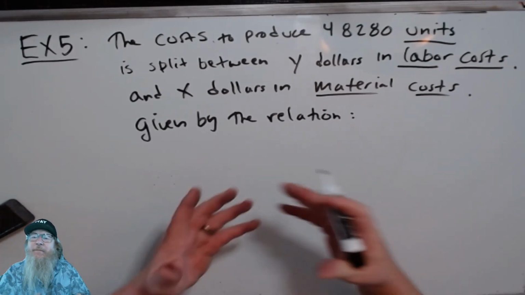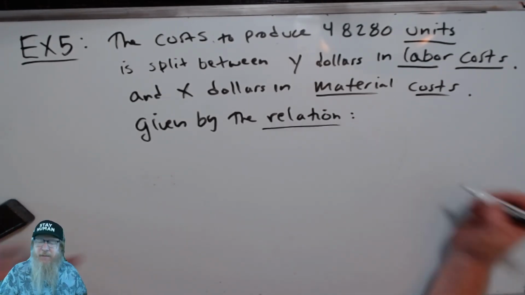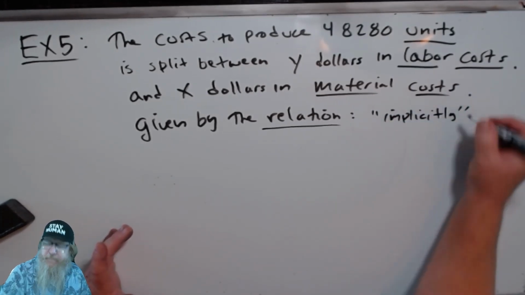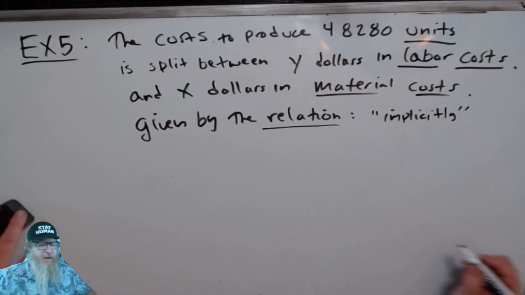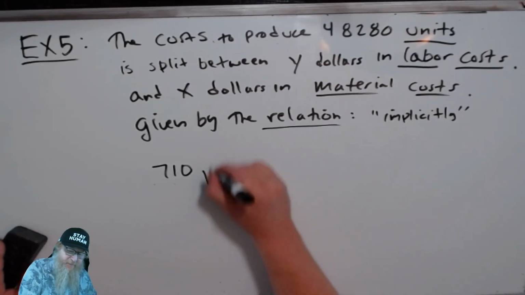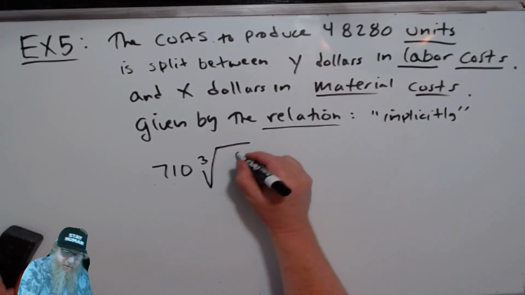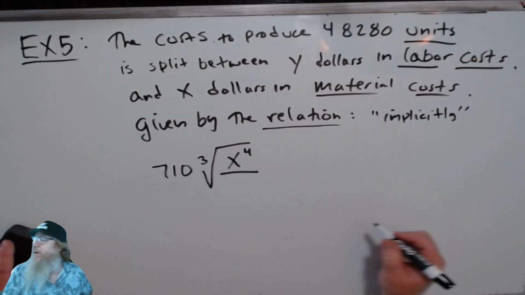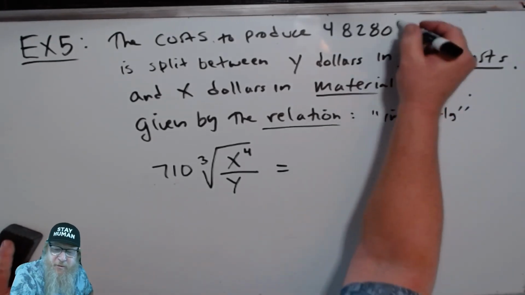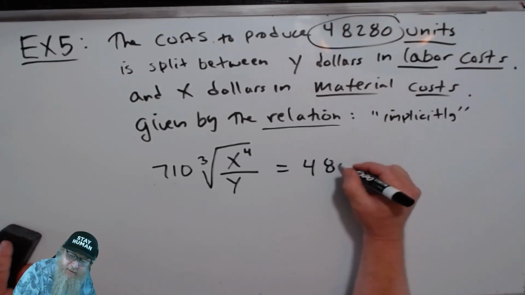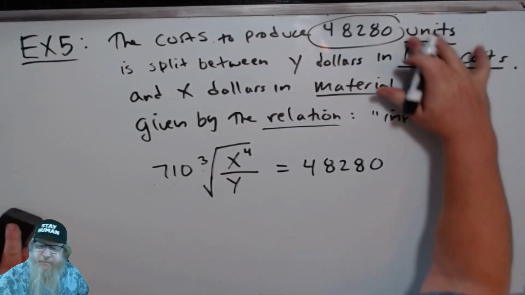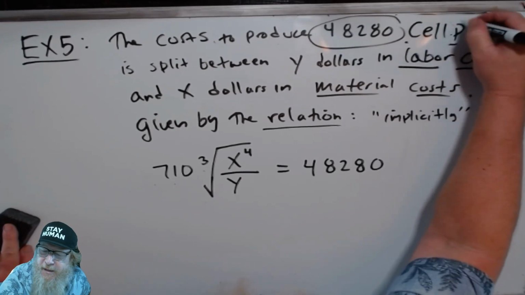right? Or you could say implicitly, right? Implicitly, I hope I spelled it right, by the relation 710 times the cube root of the material cost to the fourth power divided by the labor cost is equal to the number of cell phones that you're making. Or I don't know why I said cell phones, whatever they are. Maybe they are cell phones. Oh, I just said it.